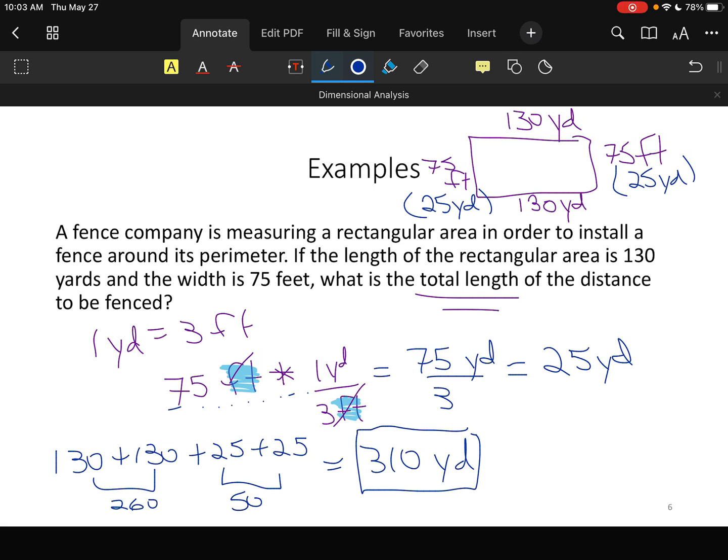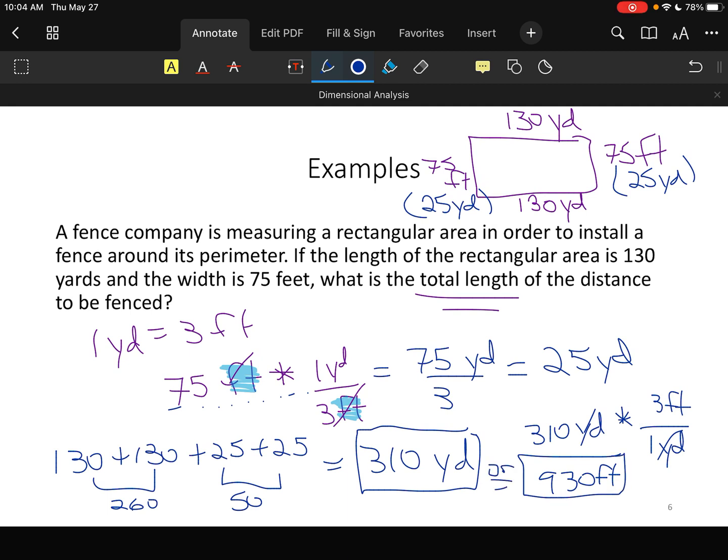So no problem. We'll take that 310 yards. We'll multiply it by, we know that 1 yard is 3 feet. Okay. Yards cancel, so we need 930 feet. So now you got, and let's put an or. Okay. So either answer is correct.